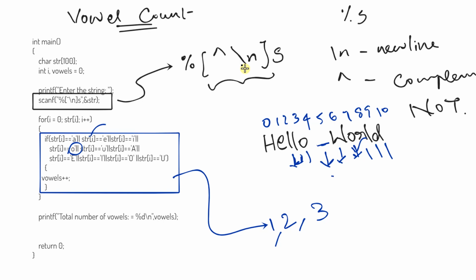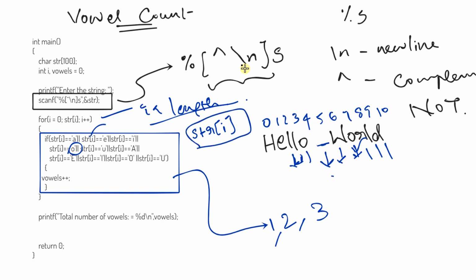So either you can give it as I is less than length of the string, or just give str of I. So this is a visible condition where we are checking something, and this is not a clearly visible condition, because this actually means that there exists some value for str of I. Okay, and after that we'll be printing the vowel count.